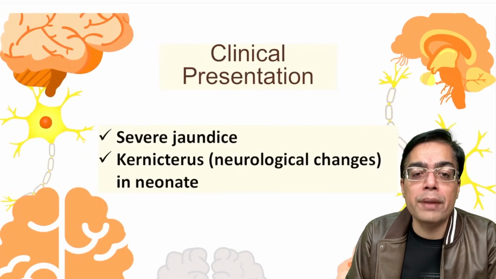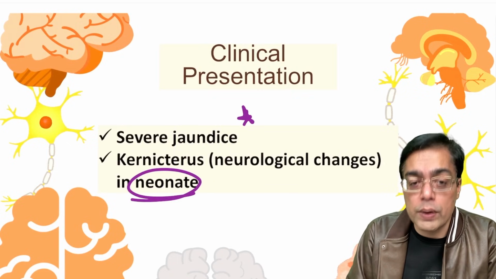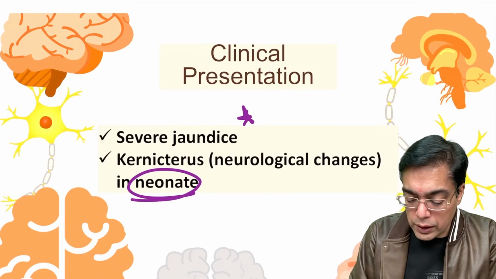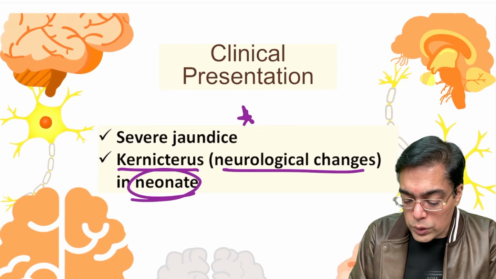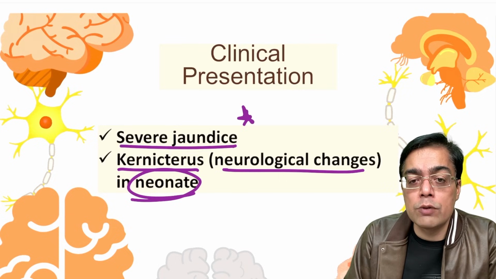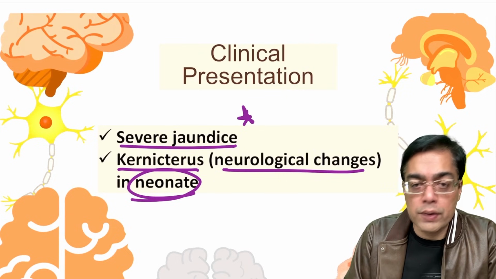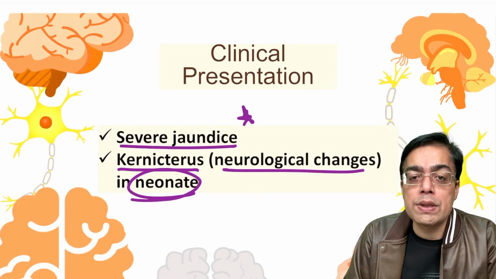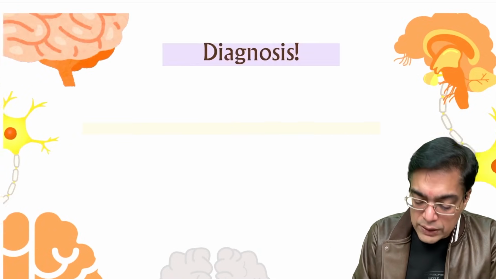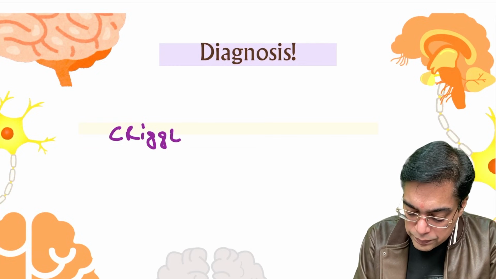The next one is a patient with severe jaundice, typically a child, that means a neonate pediatric question, and he has kernicterus or neurological changes. Now, jaundice in a child with kernicterus is suggestive of a severe level of jaundice, and that can be associated with multiple reasons. But one of the important syndromes because of which the patient is going to have this is Crigler-Najjar syndrome.